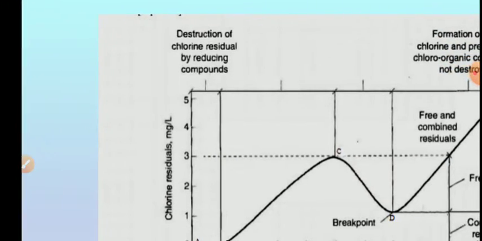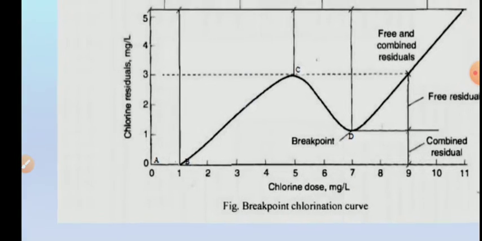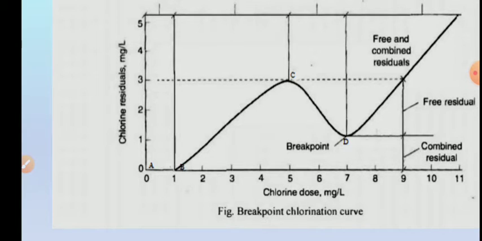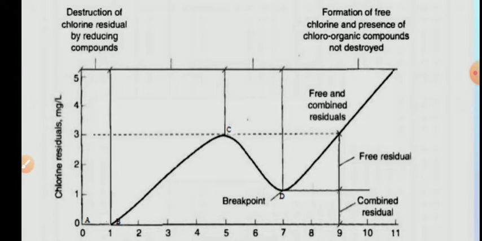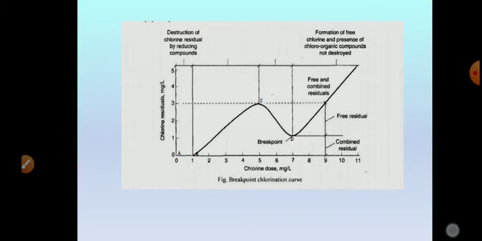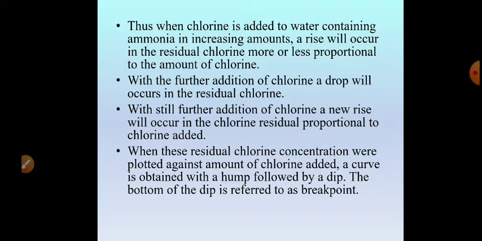You can see here also chlorine residual in mg per liter. In the beginning, destruction of chlorine residual by reducing compounds, that is A. At point B, BC, the combined residual goes on increasing. CD, the residual chlorine goes on decreasing. D is the break point, and then the free residual chlorine goes on increasing beyond the break point. Okay. So that is about breakpoint chlorination.